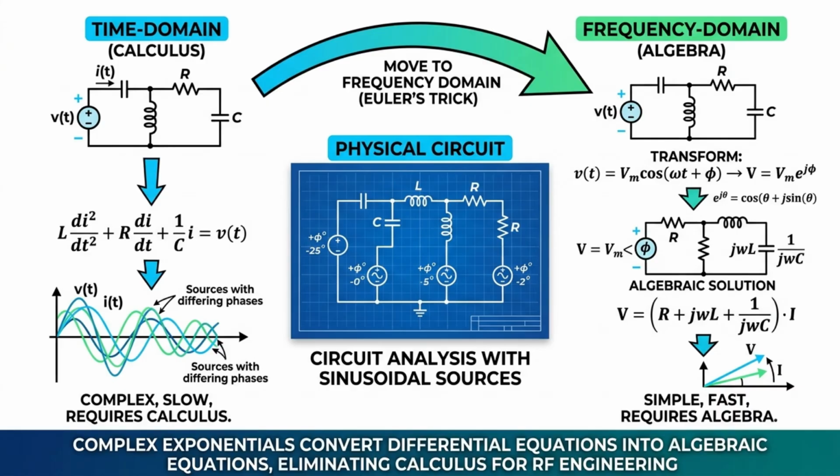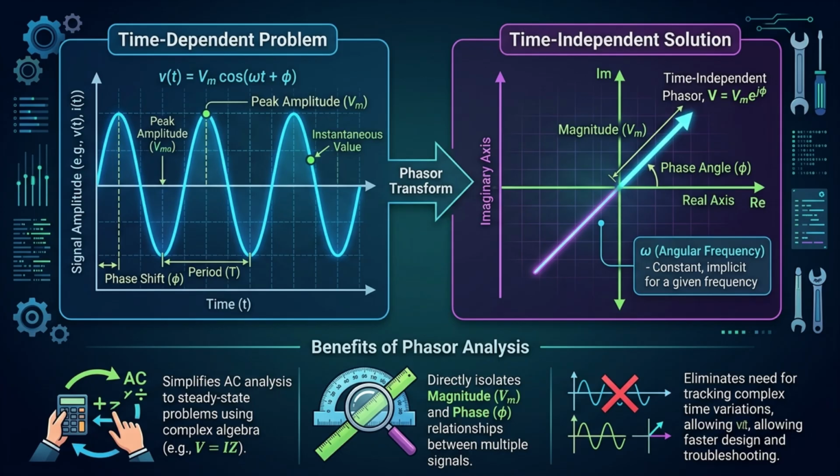This approach is mathematically correct, but not efficient for engineering work, especially in RF systems where multiple sinusoidal signals interact at different phases. Phasors were introduced to solve this problem by transforming time-dependent sinusoidal signals into time-independent representations. This allows engineers to focus on magnitude and phase relationships without constantly tracking time variations.